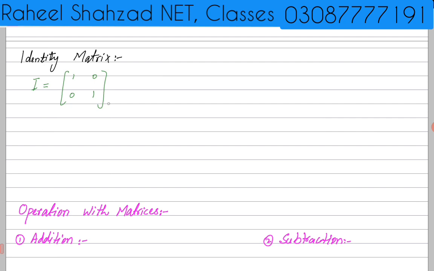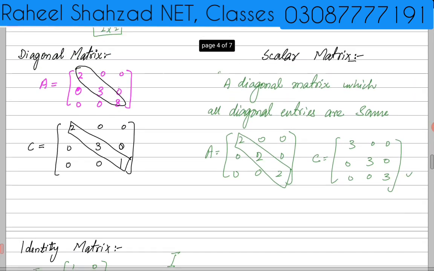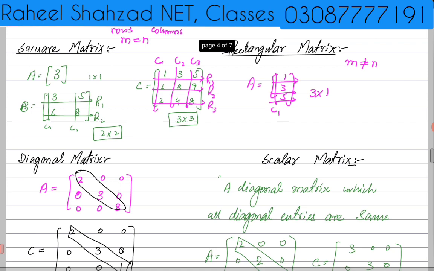So this is the identity matrix, this is 2 cross 2, we have 2 rows and 2 columns. Similarly, the identity matrix can be 1 0 0, 0 1 0, 0 0 1, right? The identity matrix will be represented as I and it will be extensively used in this chapter, so you must prepare it really well. After identity matrix, scalar matrix and diagonal matrix, I hope it is clear.